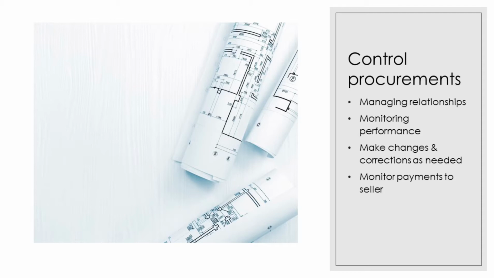The key benefit of control procurement as a process is that it ensures that both the seller's and the buyer's performance meet the project's requirements according to the terms of the legal agreement or the contract. As I said, control procurement is a process. It has inputs, outputs, and it uses some tools and techniques.